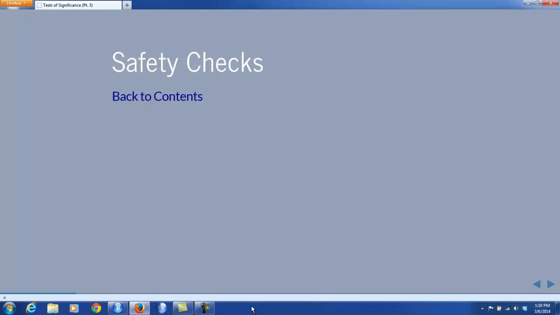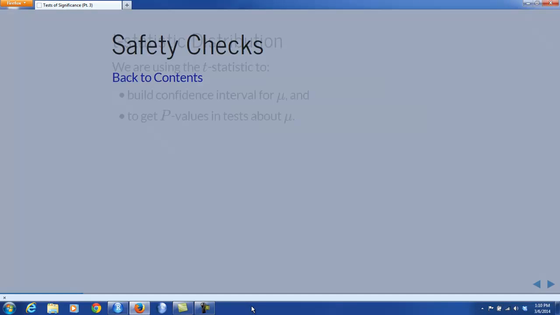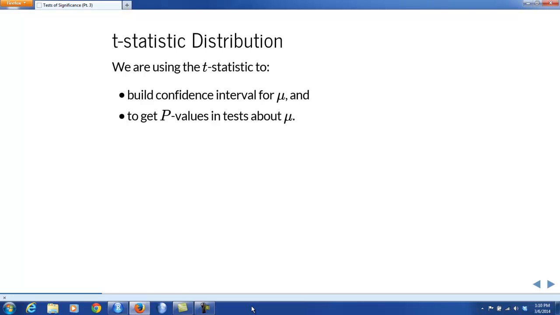Let's now talk about the importance of safety checks. So we've been using the t-statistic in questions involving means. We've been using the t-statistic to build confidence intervals for a mean, for example. We've also been using it to get p-values in tests about one mean. And we've been doing the same for the difference between two means and a mean of differences. The t-statistic appears to be pretty important in all of these procedures.